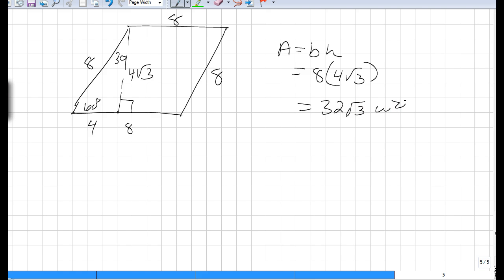Okay, so on a rhombus, you can use either formula. It just all depends on what information you have.